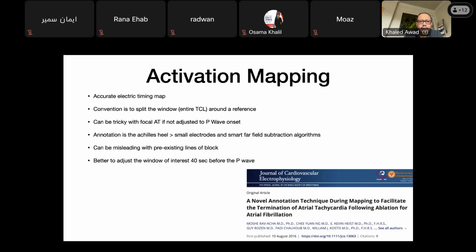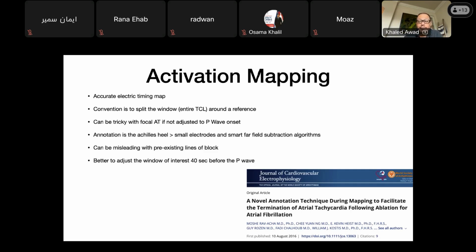The convention is to split the window. You take the cycle length and split it in half. So let's say the cycle length is 250 milliseconds. You split your window of reference on the mapping system, 125 milliseconds before your reference and 125 milliseconds after your reference, and you start annotating signals along that window of interest.